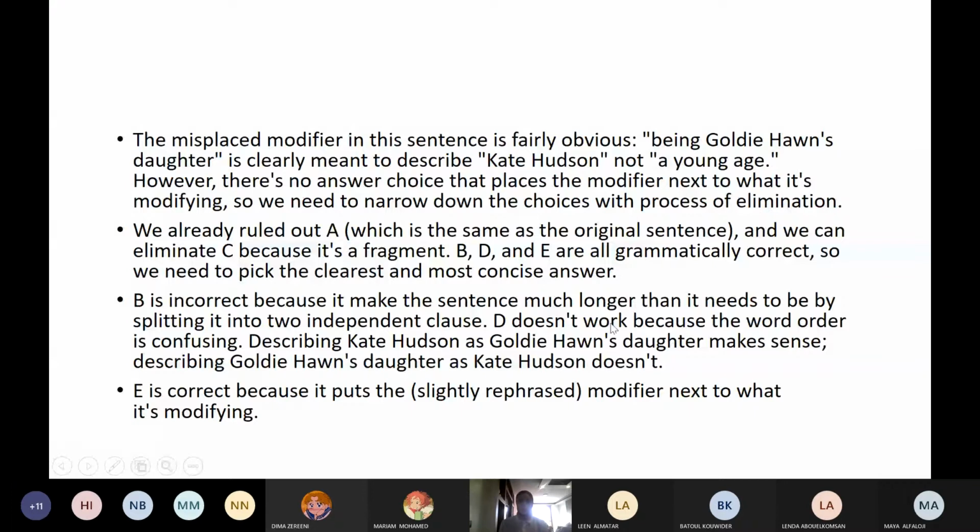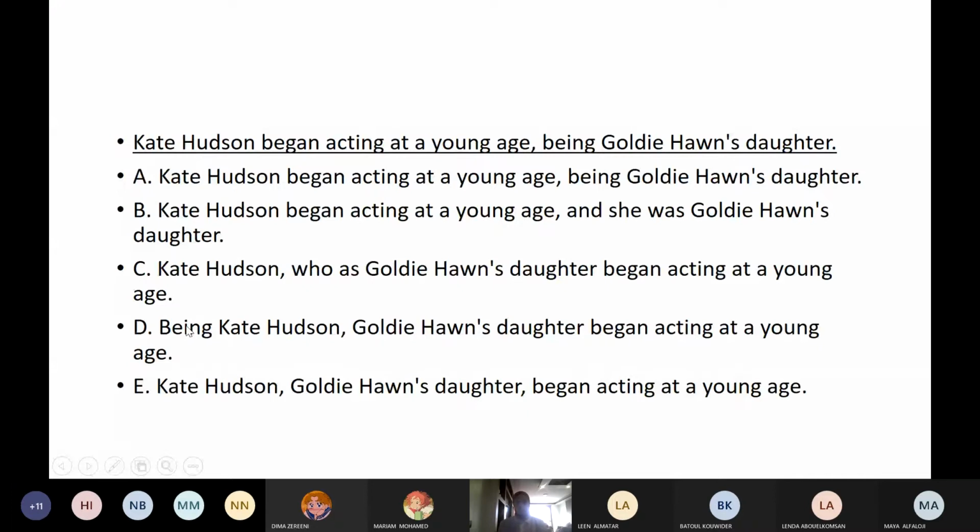D doesn't work because the word order is confusing. Describing her as Goldie Hawn's daughter makes sense, but describing Goldie Hawn's daughter as Kate Hudson doesn't. Here, "being Kate Hudson, Goldie Hawn's daughter, began" doesn't function well and it doesn't sound easy. But "Kate Hudson, Goldie Hawn's daughter," here an appositive, "began acting at a young age."